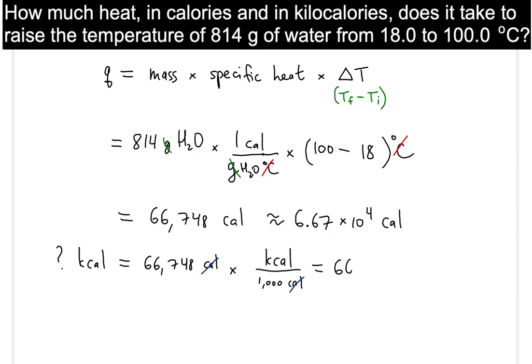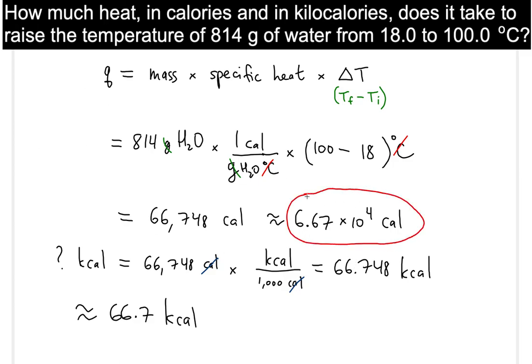So 66.748 kilocalories. Now again, we need to round that using 3 significant figures. So as a result, this will be just these 3: 66.7 kilocalories. So this answers your question successfully. This would be the answer in calories, and this would be the answer in kilocalories.